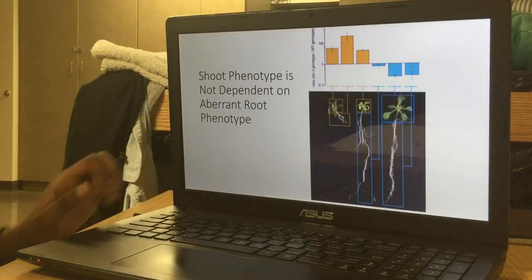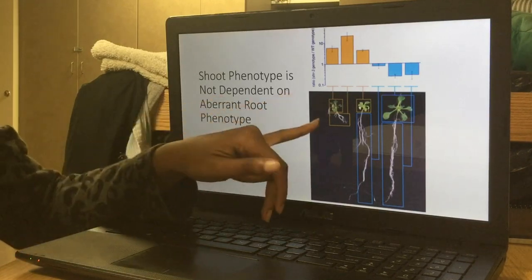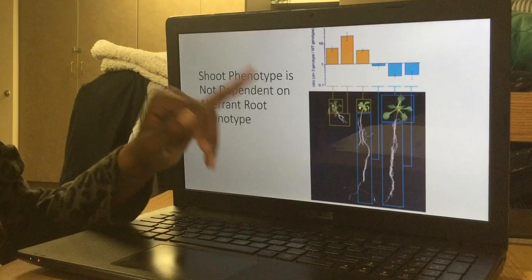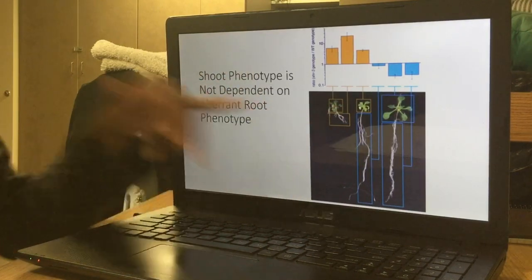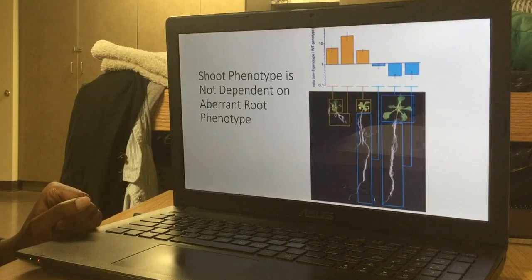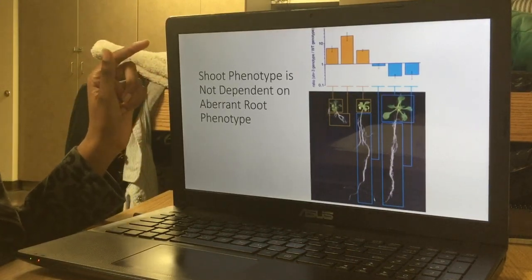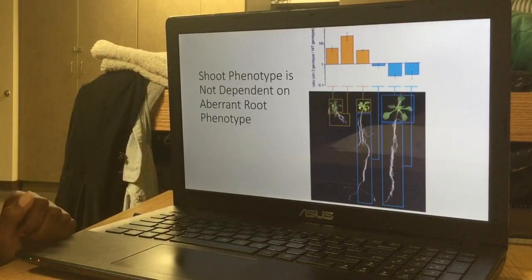This picture shows that the shoot phenotype is not dependent on aberrant root phenotype. The plant on the far left is a short root 3 mutant. The plant in the middle is part short root 3 and part reverted back to wild type. So the roots are reverted back to wild type, and the shoot is short root 3. And the last plant is a complete reversion back to wild type.